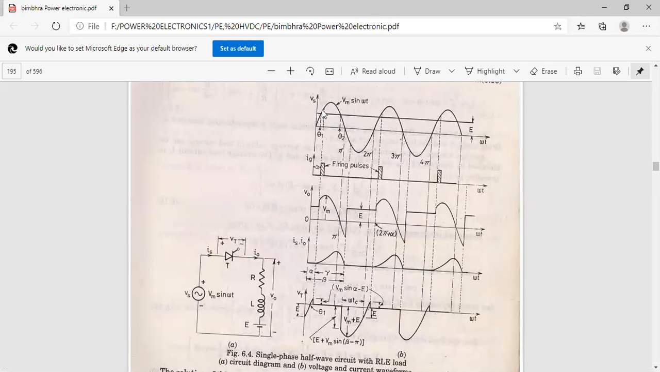Therefore, only after theta 1 can you give the firing pulse. From theta 1 to theta 2, we can give the firing pulse. Before this, battery voltage is there. In the output, we have the battery voltage. Even though current is 0, there is battery voltage in the output.